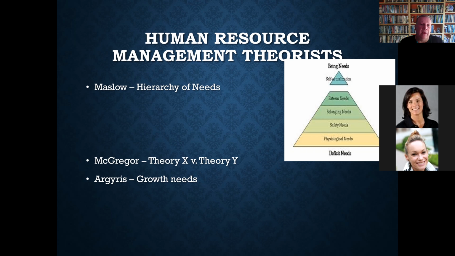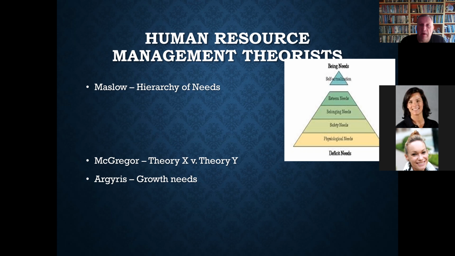Douglas McGregor was a big student of Abraham Maslow, really bought into Abraham Maslow and his hierarchy of needs theory. McGregor took this hierarchy of needs theory and applied it to our organizations. The argument that McGregor made is that there are two different types of employees. There are what he calls Theory X employees versus Theory Y employees.